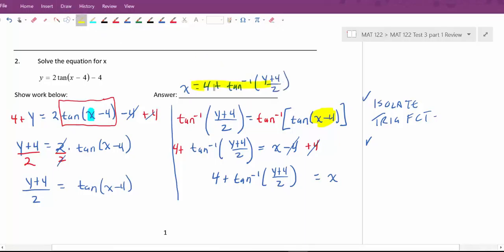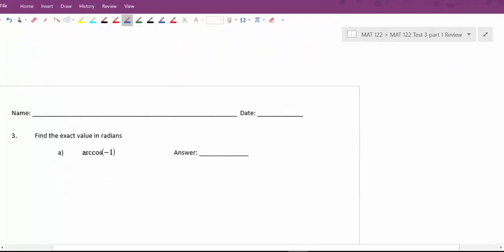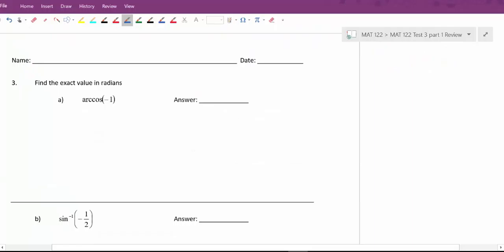You want to be able to take some type of an equation with a trig function in it and be able to solve that. It's really mostly a two-step process. Isolate the trig function and then take the inverse trig of both sides. Then by doing that, you should be able to end up with your argument, and then you can solve that for x.